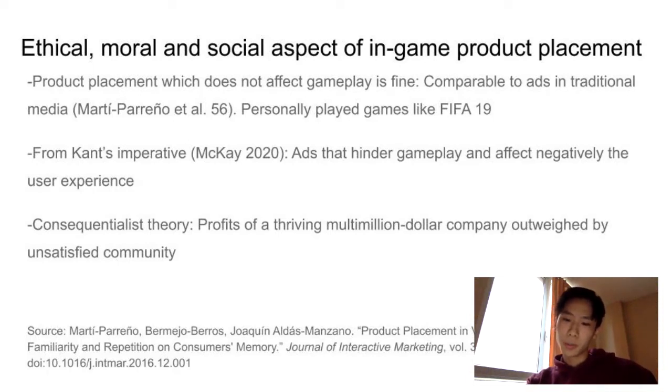However, if we take another perspective, like Kant's imperative, the company only treats us as a means to make money, not an end. They put tons of ads and they don't care about our experience. You pay $80, which is a premium price tag for a game, but you still get ads. So many people were not satisfied with it. And also, from a consequentialist perspective, does a multi-million-dollar company really need to make more money on in-game ads, even if the people are really not satisfied with it? Personally, I'd say no. So that's one of the downsides.